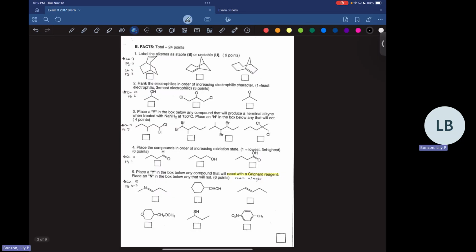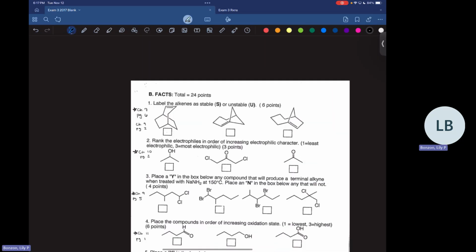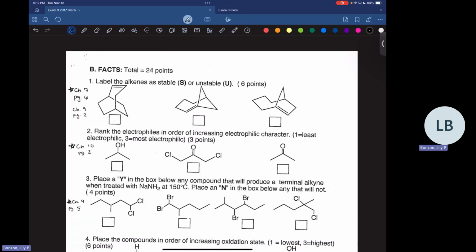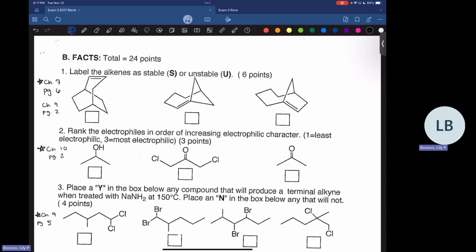So we're going to move on to our facts. For question 1, you already had this on your exam too. I'm just going to go over it really quickly. I did also point out for each of these the sections that you'll have to review. And then specifically chapter 9, page 2. We talked about this one yesterday with Hamza's review.